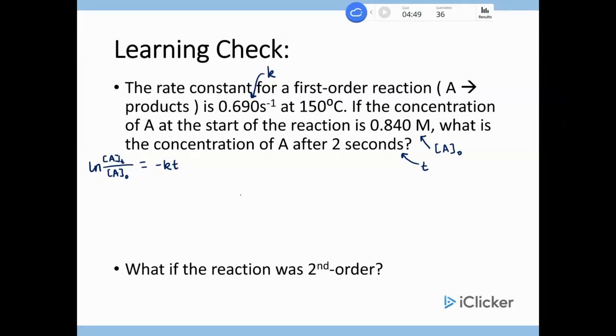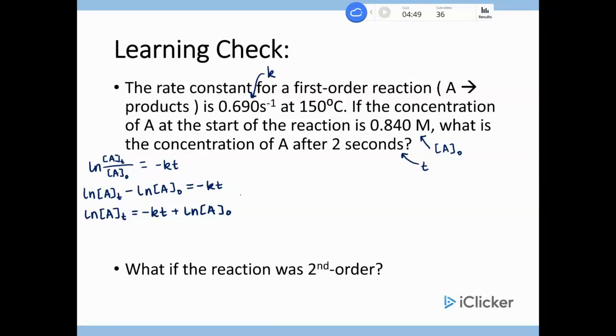So remember that if you have the natural log of a fraction, this is equal to natural log of the numerator, natural log of A at time t, minus natural log of the denominator, natural log of initial concentration, and all of this is equal to negative K times T. So the y equals mx plus b version, we just add natural log of the initial concentration to both sides. And now we can plug in values.